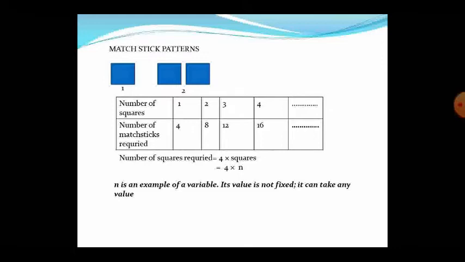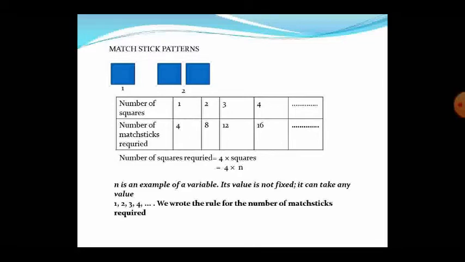So that is the reason n is called a variable. Its value is not fixed. Fixed means it doesn't change. But here it is not fixed. n can vary. n can take 1, n can take 2, n can take 3, n can take 4. So its value is changing. It can take any value. So 1, 2, 3, 4, 5, 6, like that.